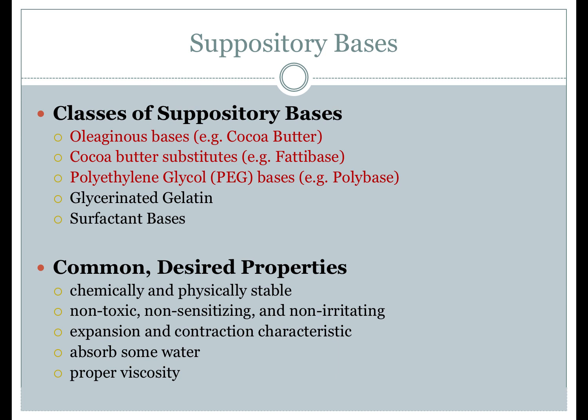The third category of suppository base is entirely different and is composed of polyethylene glycol, or PEG, base, and includes the commercial product Polybase. We will discuss the unique properties of each of these three bases in a minute. However, before discussing how they differ, I want to mention that all of these categories of suppository base have some desired properties. Thus, I want to make sure you know the common desired properties of a suppository base.